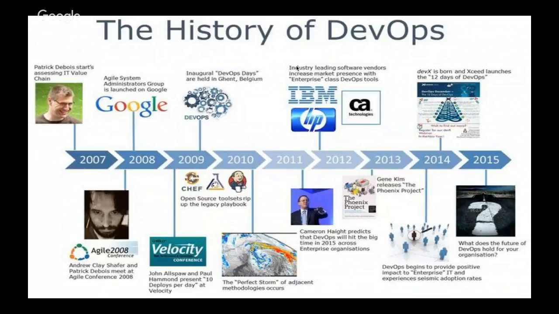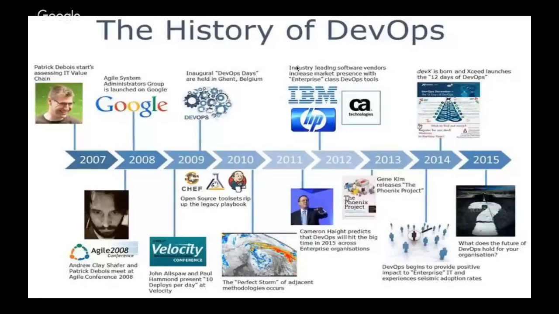By 2010 there was a storm of adjacent methodologies working together, so many different concepts working together in order to make things fast by using cloud, shared systems, parallel computing, and different methodologies, agile methodologies, and they were introduced into IT. By 2015, DevOps would hit big time across enterprises and organizations.